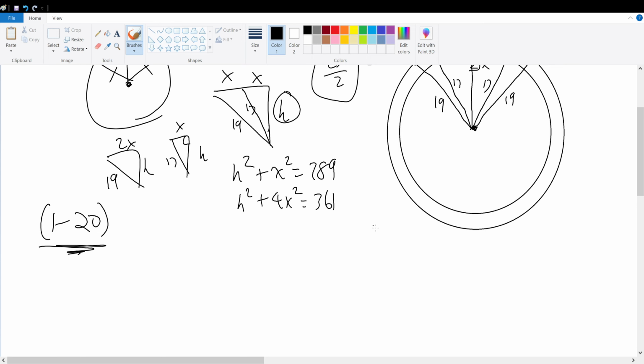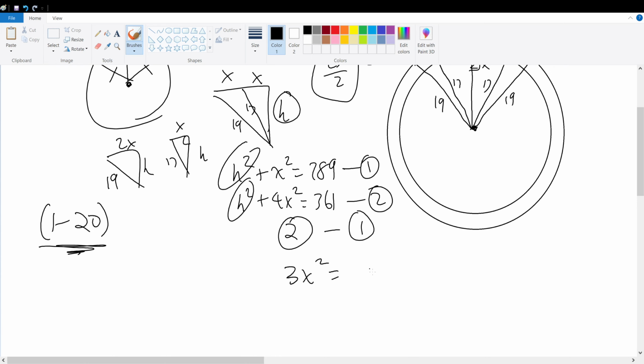So back to the question. If this is equation 1 and this is equation 2, subtracting equation 1 from equation 2 will eliminate the h's and leave us with only x. Therefore, we can solve for x. So 3x squared must be equal to what? That must be equal to 361 minus 289, which is 72, so x squared must be equal to 24. So x must be equal to 2 root 6, because this is 4 times 6, square rooted.